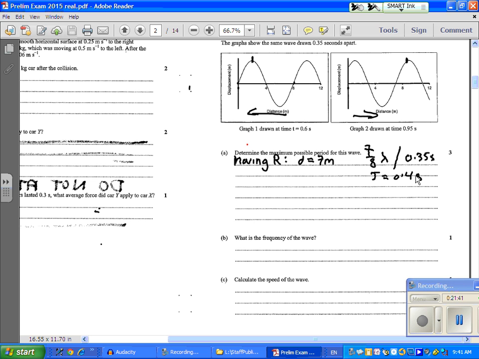Now if it's going left, the wave will have moved from there 1 metre back that way, right? Correct? Because that crest would have gone from there to there, 1 metre.